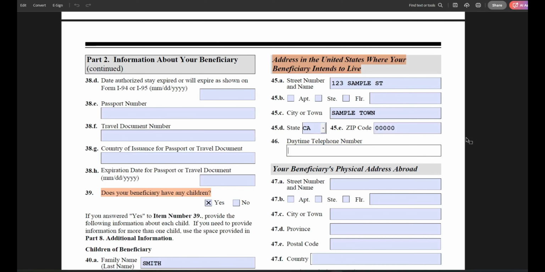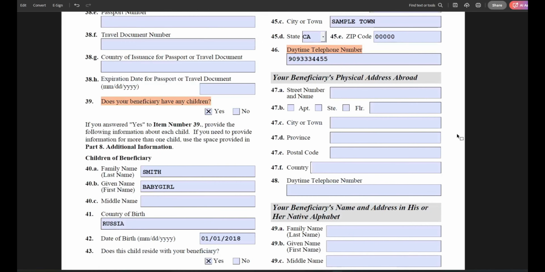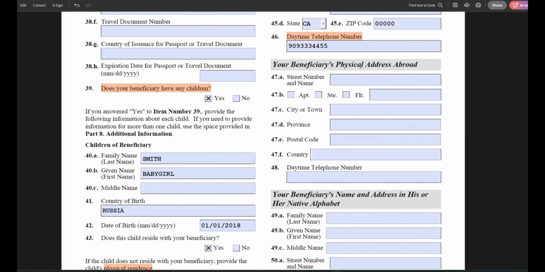And provide the daytime telephone number associated with this address, which means after their arrival to the United States, what phone number will they be using? And most likely this is going to be yours, the petitioner's phone number. Next, provide your beneficiary's physical address abroad.